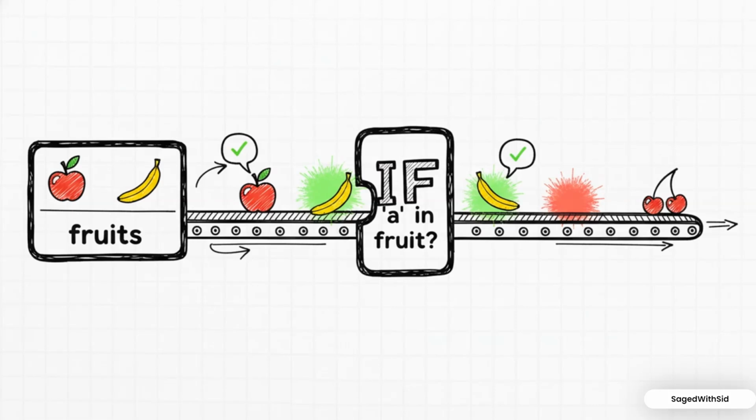Okay, let's see how all these pieces fit together. It's like a mini program. We've got a variable, fruits. That's holding a list. Then a for loop goes through each item in that list. And inside that loop, an if statement asks a question. Does this fruit have the letter A in its name? If it does, it prints a message. See? Variables, lists, loops, logic, it's all right there, working in harmony.